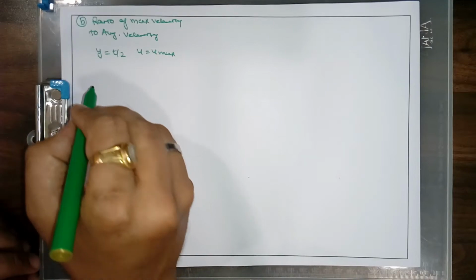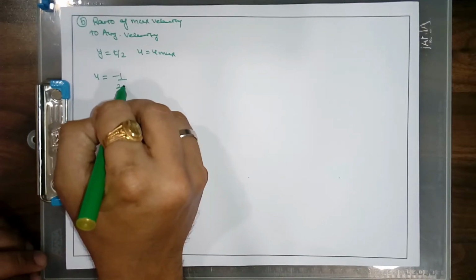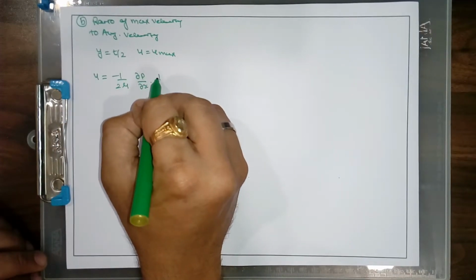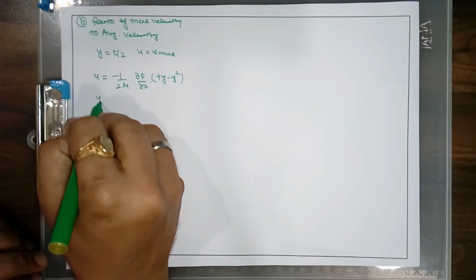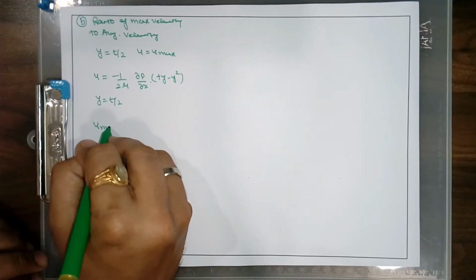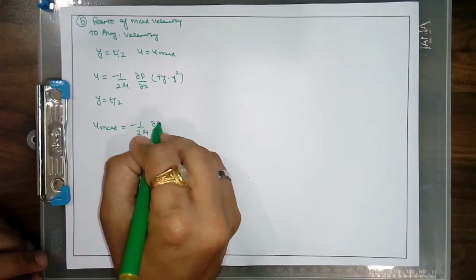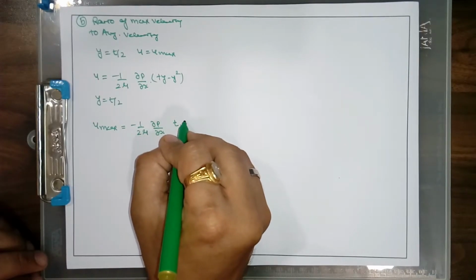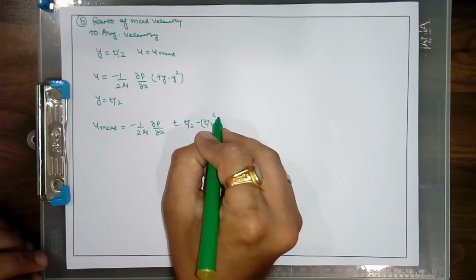So now we put y equals t by 2 in our general equation and calculate the value of u max. Our general expression for u is minus 1 by 2 mu del p by del x into ty minus y square. Now we put y equals t by 2 in this expression. So we get u max equals minus 1 by 2 mu del p by del x into t by 2 minus t by 2 whole to the power 2.